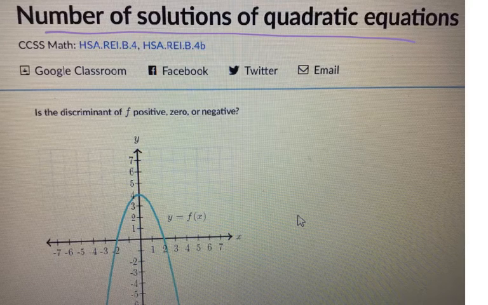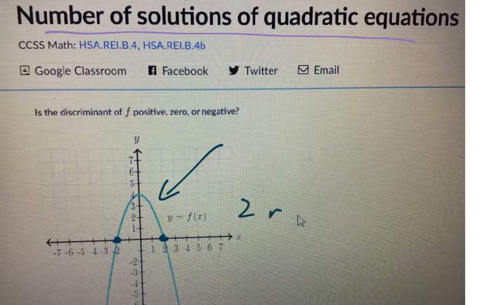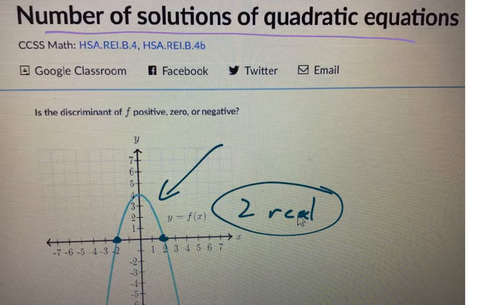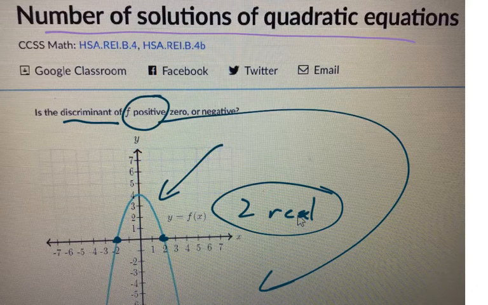Now, if you look at the graph right here, guys, notice it crossed right here at -2 and right here at +2. We have two real solutions, right? So the discriminant, is it positive, negative, or zero? You hopefully understand that it's going to be positive. That's what you're going to answer down there.